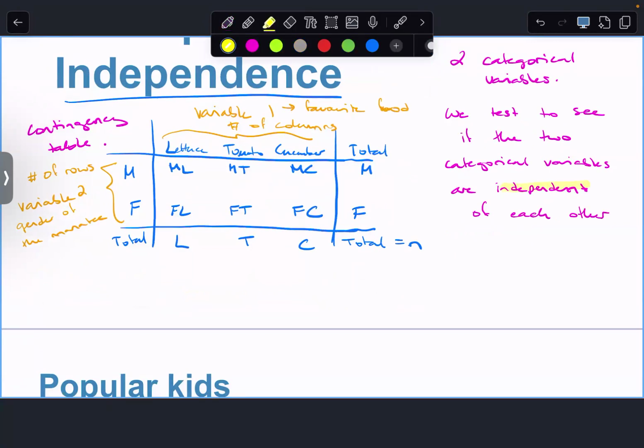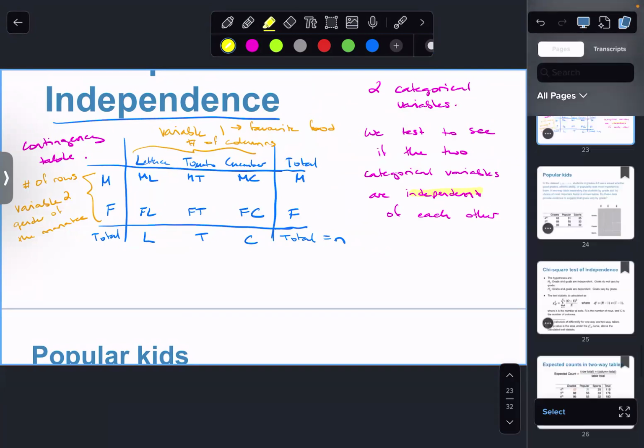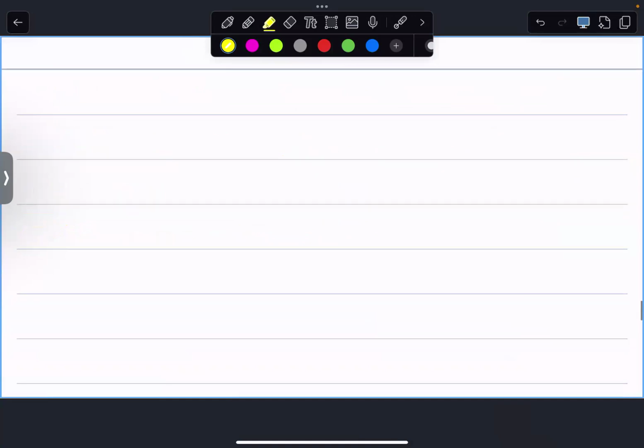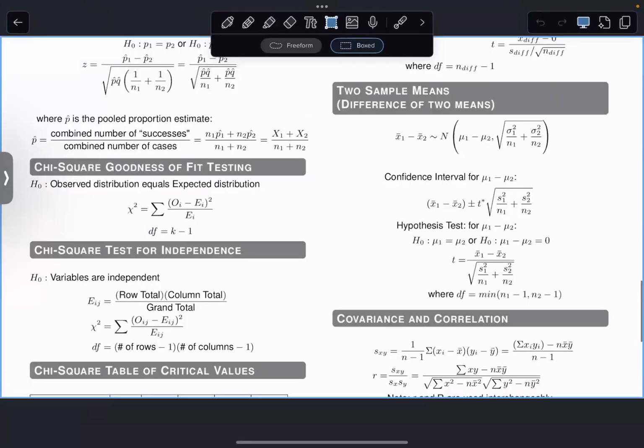And of course, I'm going to highlight that independence because that is what we want to find. Okay. How about I introduce this from the formula sheet. Look at us, we're just ripping through this formula sheet. Feels pretty good, right? Well, I think so.